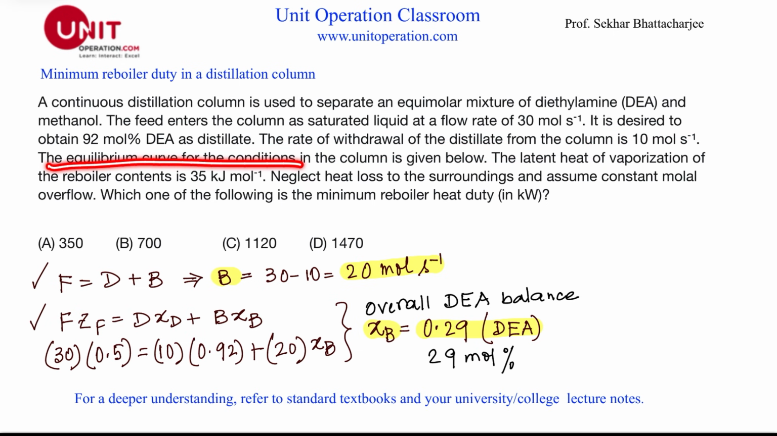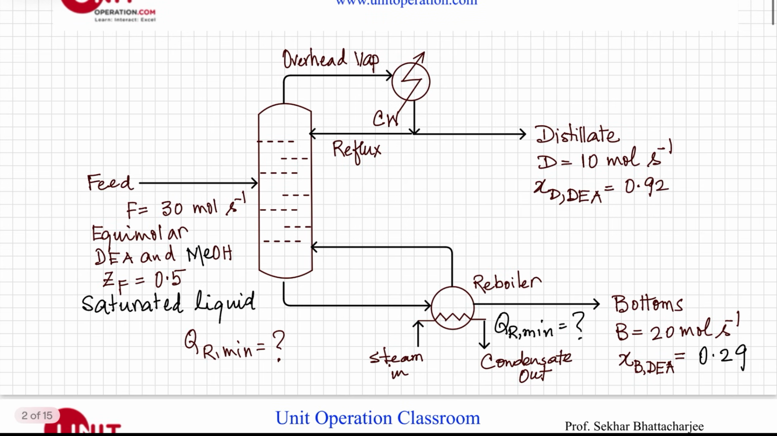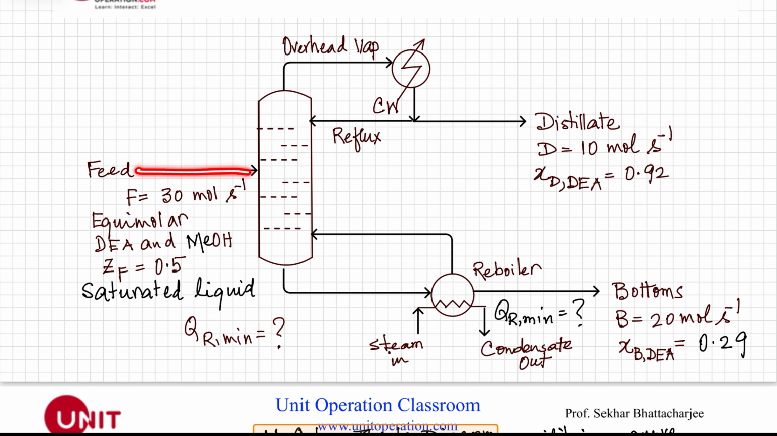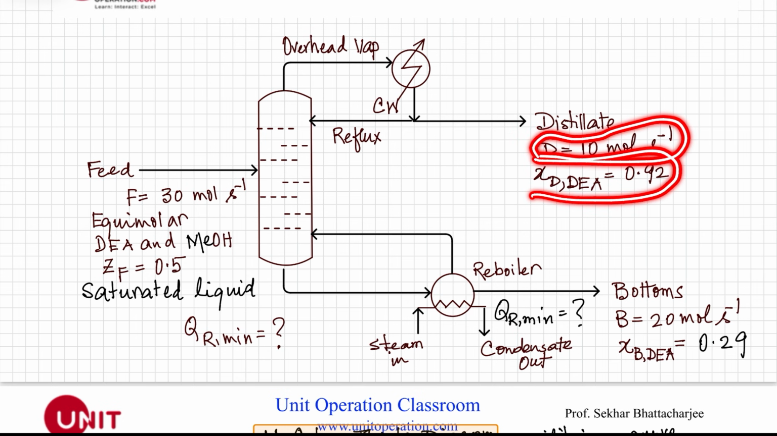The equilibrium curve is given. So we have to find out what is the minimum reboiler heat duty. So let's look at the schematic diagram here. This is my feed, which is a mixture of diethylamine and methanol, and it's an equal mole fraction. So we've put that as 0.5 equimolar mixture, and it is a saturated liquid. And the distillate flow rate is 10 mole per second, and its concentration is 92 mole percent diethylamine.